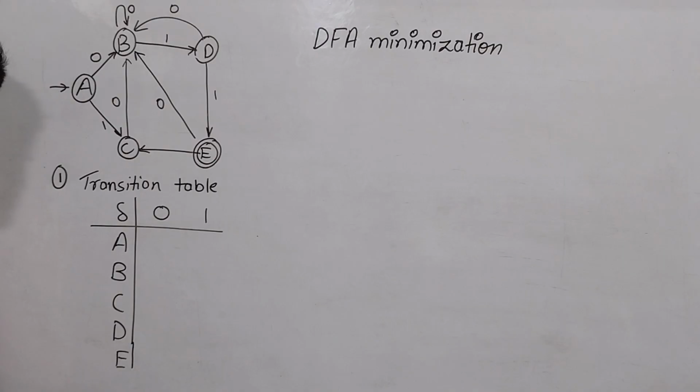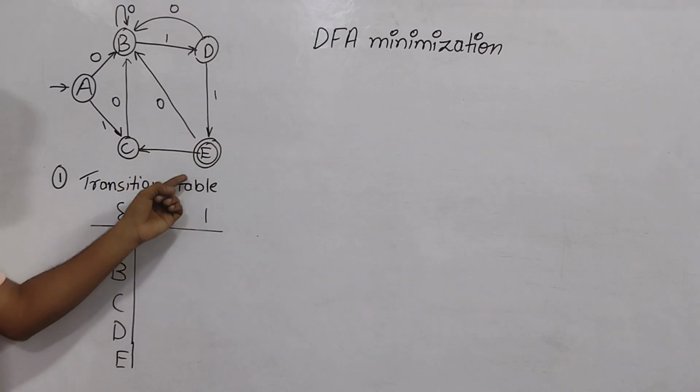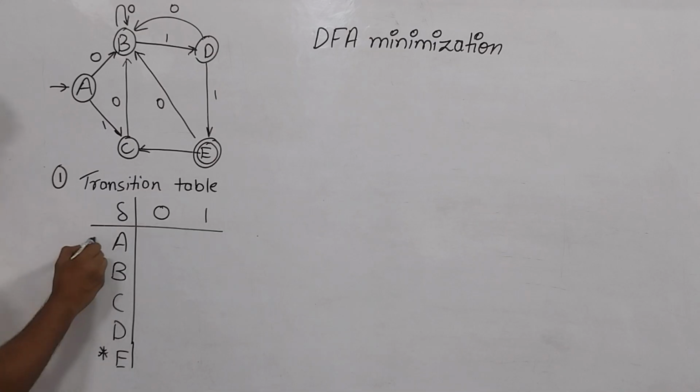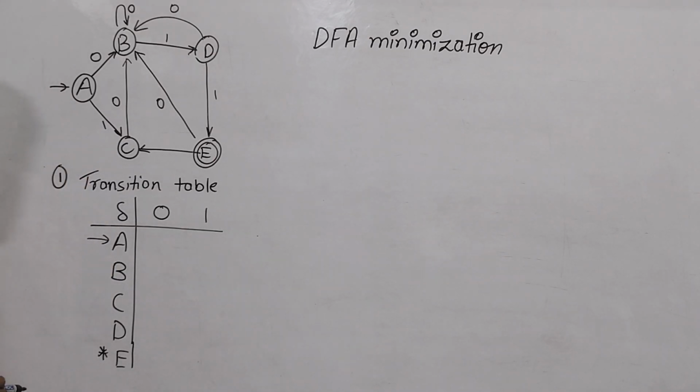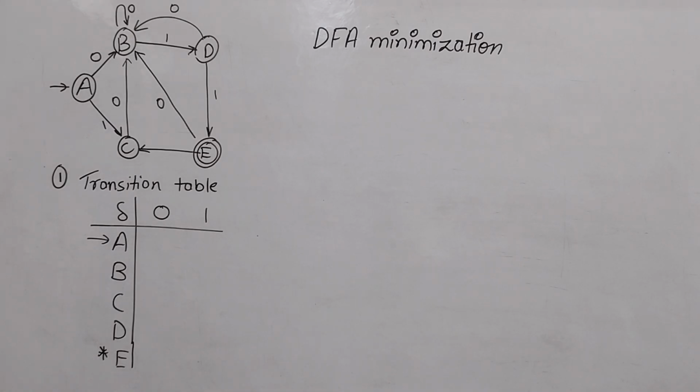Why did I write E at the last? Because E is enclosed with two circles, which represents that it is a final state. So just mark a star because it is a final state, and A is the initial or starting state, which will be represented using the arrow mark. Now just find the transitions.